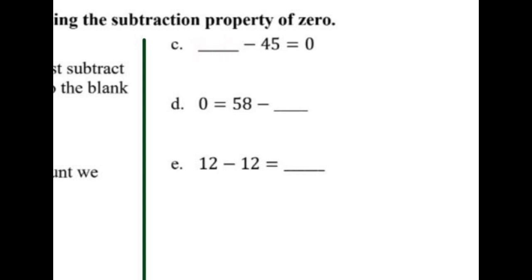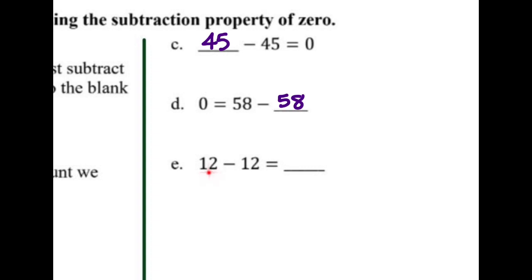Okay, so something minus 45 equals 0. Since it's equal to 0 and it's a subtract problem, these two things have to be the same. So in other words, it's 45, right? So 45. And 0 is equal to 58 minus something. Since it's minus or subtract, and it's equal to 0, that subtraction property of 0 says it has to be the same number. So 58.